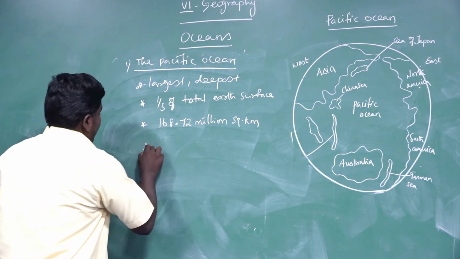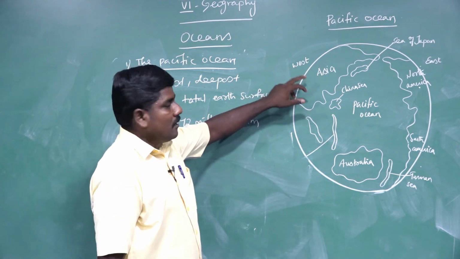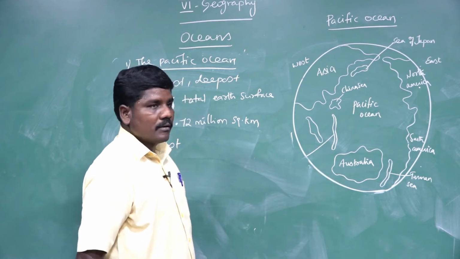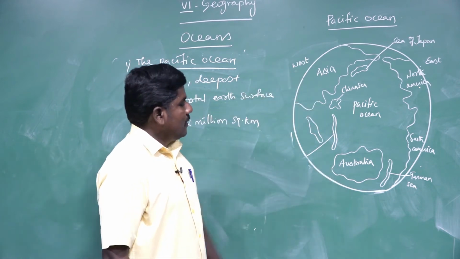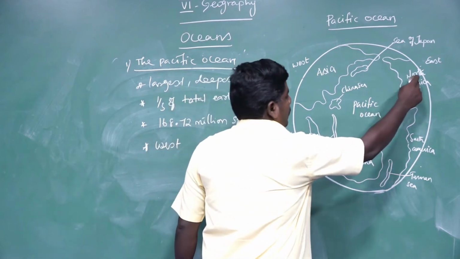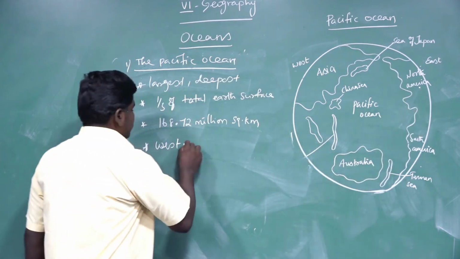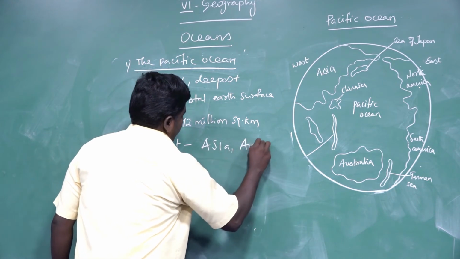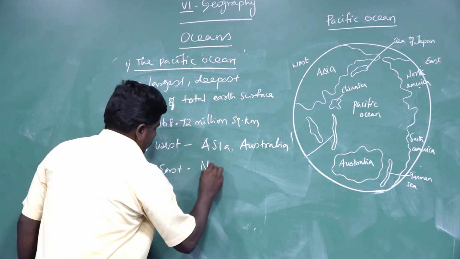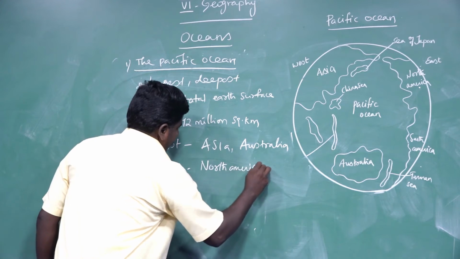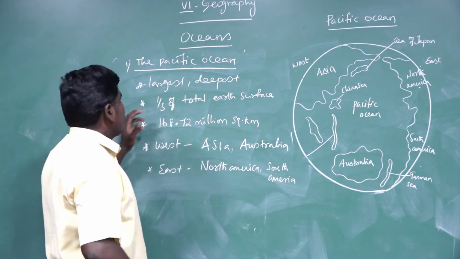The bounded areas of the Pacific Ocean: in the west region, Asia and Australia, and in the east region, North America and South America. That is the bounded area of the Pacific Ocean.